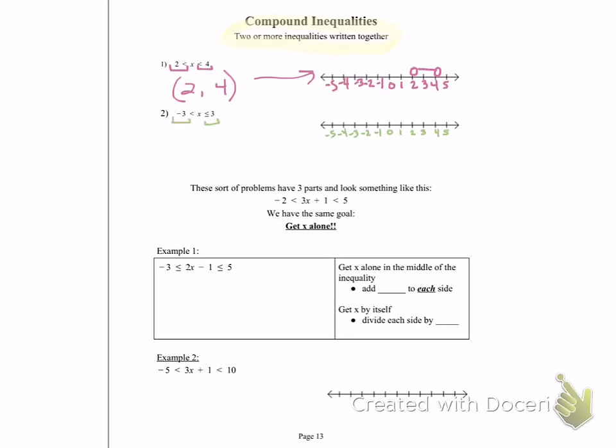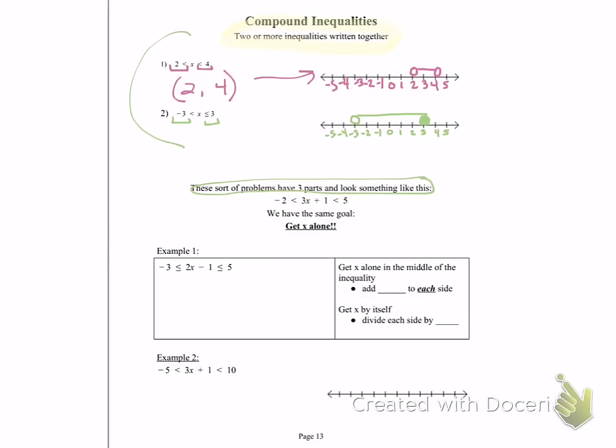For my -3, that's going to be an open circle because there's no equal to. But my regular 3 does have an equal to, so that's going to be a closed circle. Then we can see that x is between -3 and 3, so let's connect those dots. Beautiful! Alright, so these are our basic problems, but for some of them we're going to have to solve. So that's what we're going to jump into next.